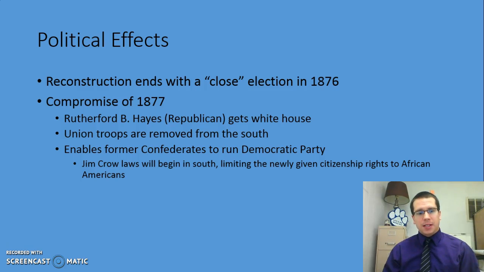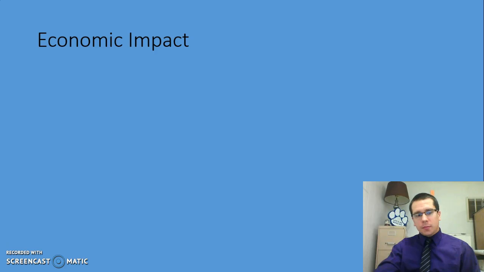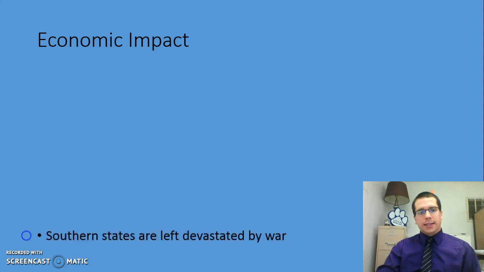in relationships. This enables former Confederates to run the Democratic Party again, and they're going to sprout up in the South very quickly after this. And with that, they say, hey, we'll listen to the 13th, 14th, and 15th Amendments, but we're going to pass our own set of state laws that are essentially going to shoot those African Americans right back down into the depths of society. All right, let's move on to the economic impact of Reconstruction and the Civil War.